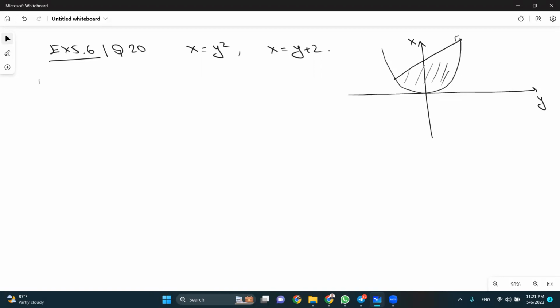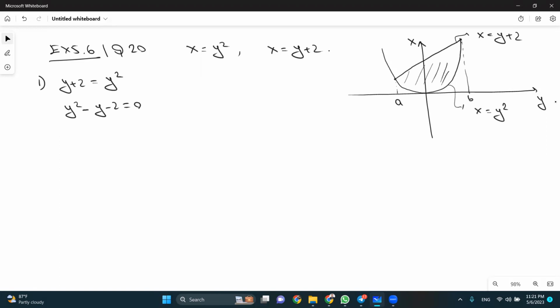Okay, let me just write here. That is x is equal to y plus 2. And this function is given by this equation, x is equal to y squared. So first we have to find the intersection points, integration limits, right? And let's say this is A and this one is B. To do this, in the first step, we have to solve this equation: y plus 2 is equal to y squared, or y squared minus y minus 2 is equal to 0.